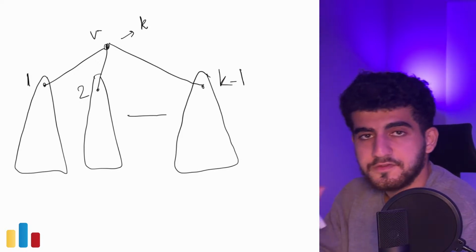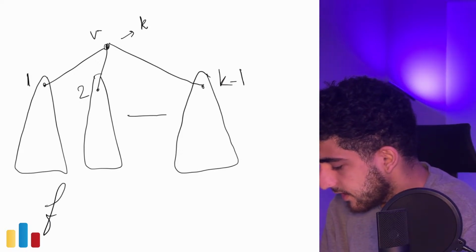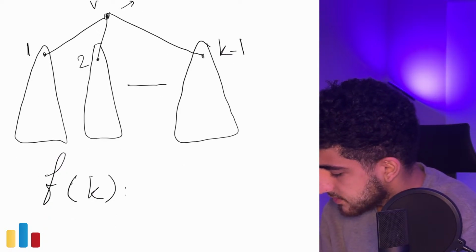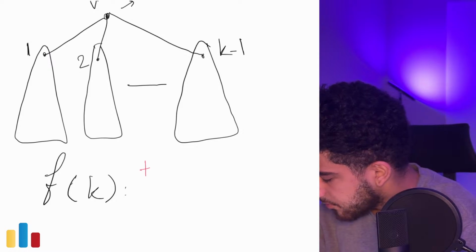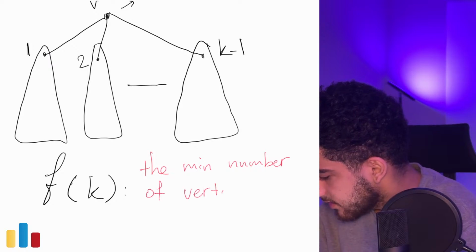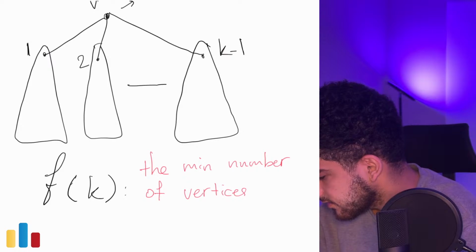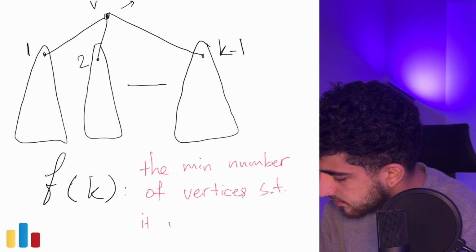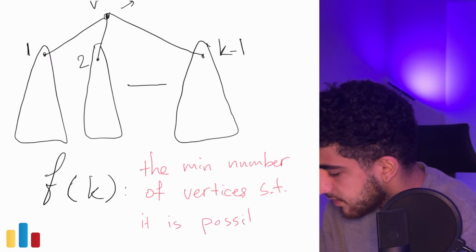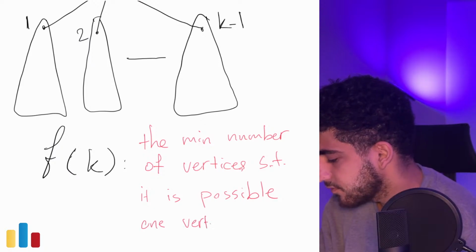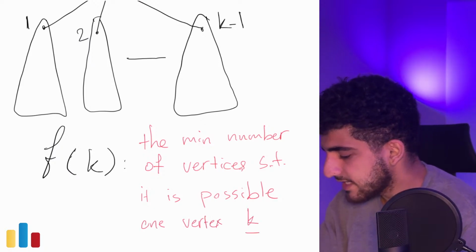So now, if you define f of k as the minimum possible number of vertices such that it is possible that one vertex will be removed at step K. So that is f of k.